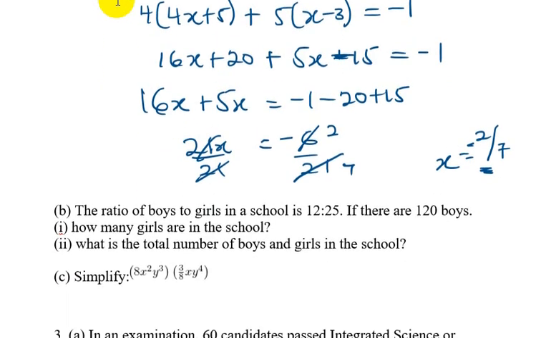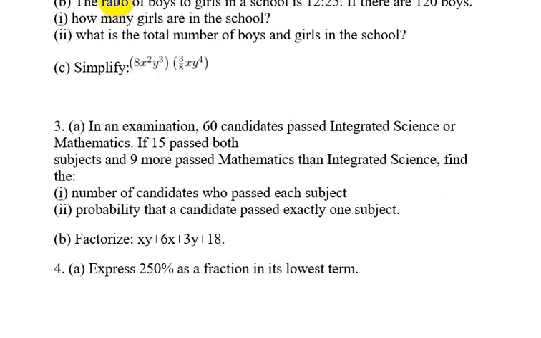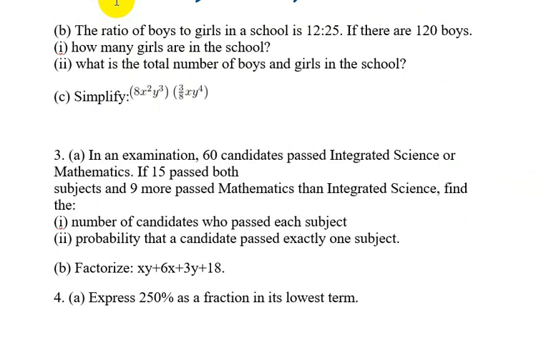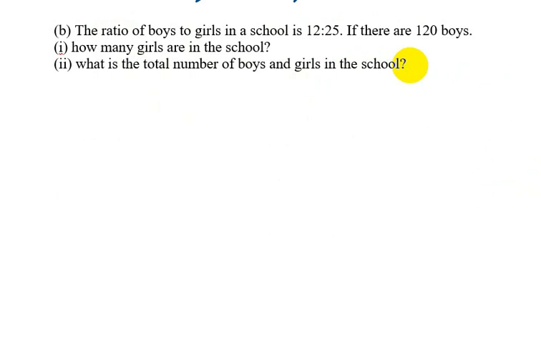Now let's move to 2b. Now 2b says that the ratio of boys to girls in a school is 12:25. The boys are 120. How many are the girls? Now, another interesting question. We were not given the number of students in the school, but they said the boys had 120. Now, if it's a ratio question, you should find the total ratio, okay? Total ratio. And the total ratio is 12:25, okay? 12 plus 25.